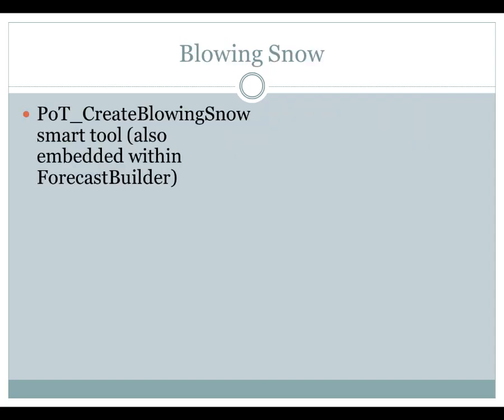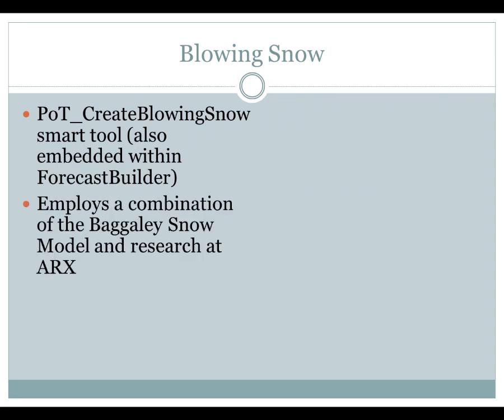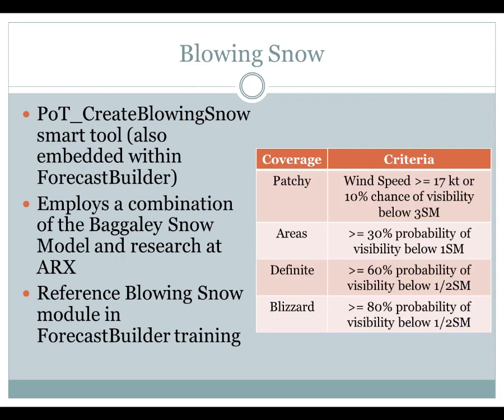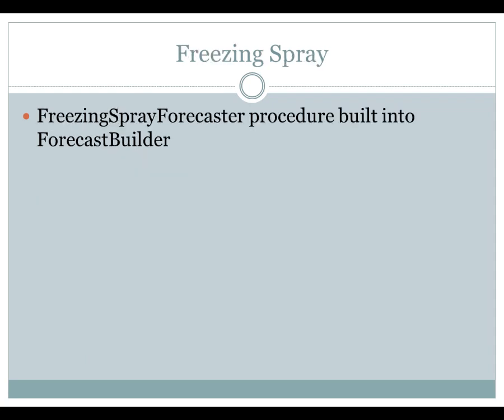Another tool here for blowing snow is called pot create blowing snow, which is also embedded within Forecast Builder. This employs a combination of the Bagley snow model and research at ARX. In the Forecast Builder training there's a good module on blowing snow that you should definitely take a look at. And here's an example of what would be coming out. So if you had the tool producing 30% probability of visibility below 1 mile, you'll get an area's coverage. You also have the option in there to force a blizzard situation, and the values there of greater than or equal to 80%.